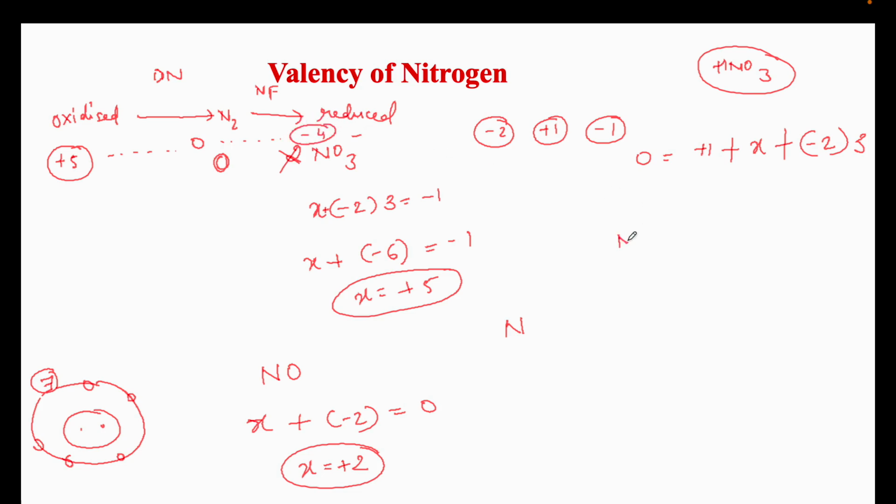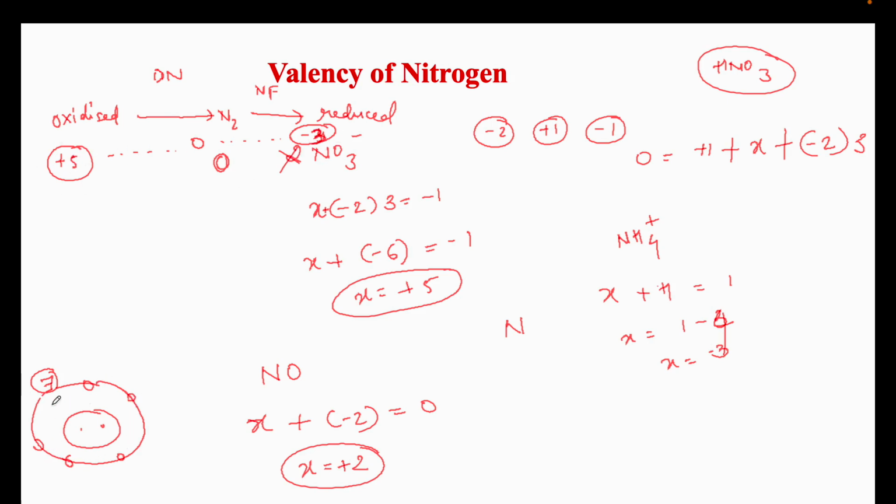-4 is ammonia, NH4 plus, sorry, -3. NH4 plus is ammonia, right? So here the valency will become +1 into 4, that is +1, minus 4. Yeah, so the reduced state is -3. So nitrogen can go from +5 to -3.